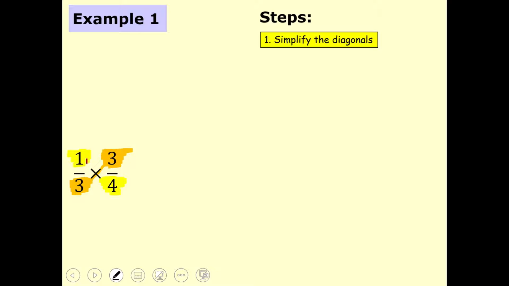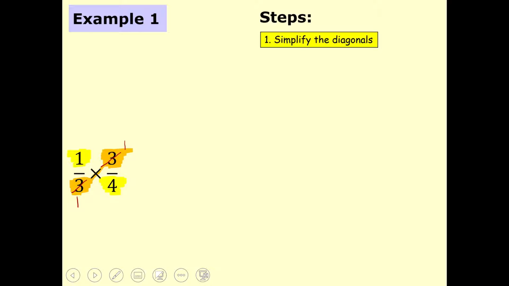So we need to think about 1 and 4. Is there a times table that 1 and 4 are both in, or can we divide 1 and 4 by the same number? Which we cannot. So then we're going to look at 3 and 3. Is there a number that we can divide both 3 and 3 by? And we can in fact divide that by 3. So if we divide 3 by 3, we're going to change that to a 1. And if we divide this 3 by 3, we also change that to a 1.